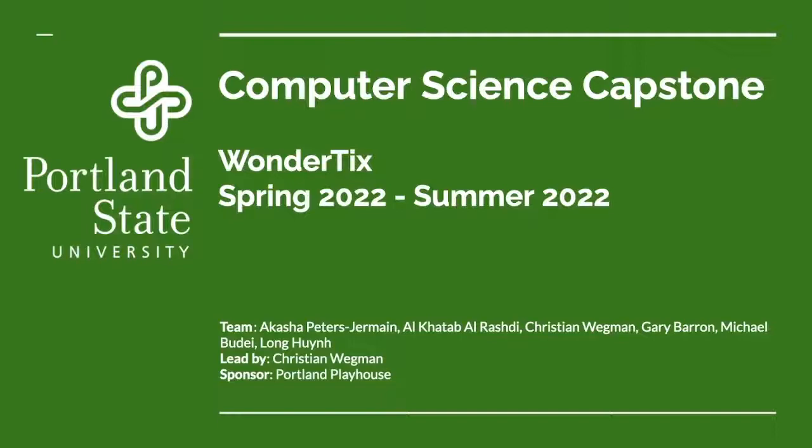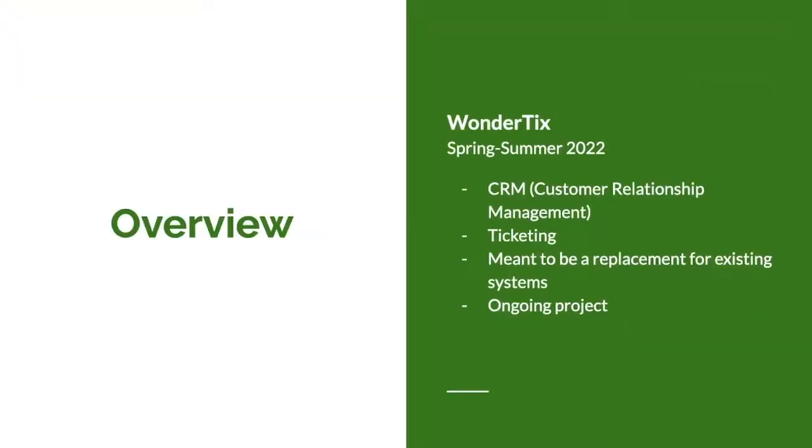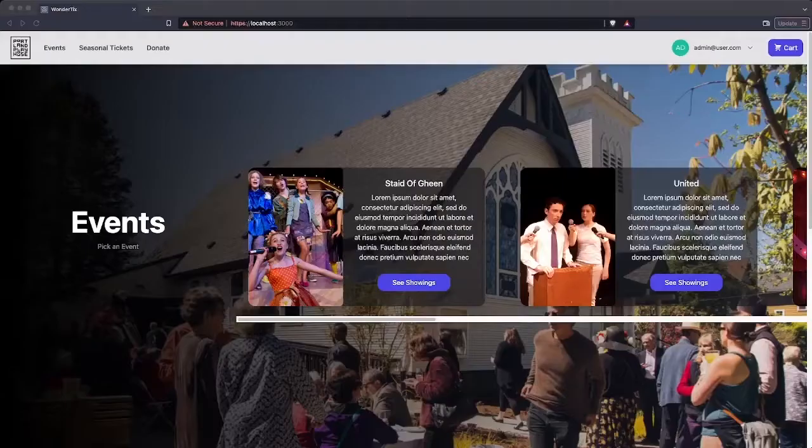Today we're going to be going over the WonderTix project, which was sponsored by Portland Playhouse. WonderTix is a combination of a CRM, which is a customer relationship management software, and a ticketing system. The main goal of it is to be a replacement for their existing system that is currently hosted by Salesforce, and it's been an ongoing project and has had multiple teams prior to us working on it.